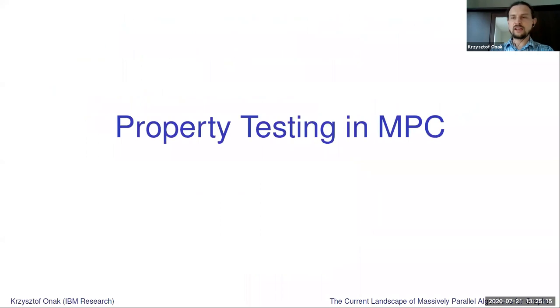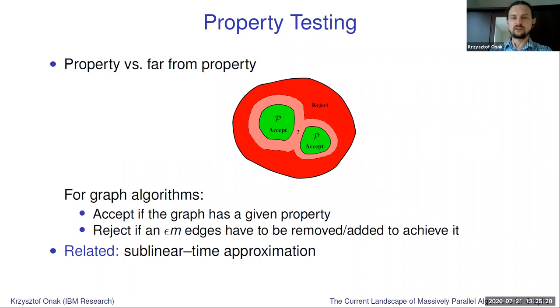Right, so the last topic I want to discuss is property testing in MPC. Most likely here I don't have to tell people what property testing is, but basically we want to approximately test some properties. So we want to accept if a graph has a property and we want to reject if it doesn't. We are relaxing it, so we want to accept if the graph has the property, but we are only required to reject if it's far from having the property, right?